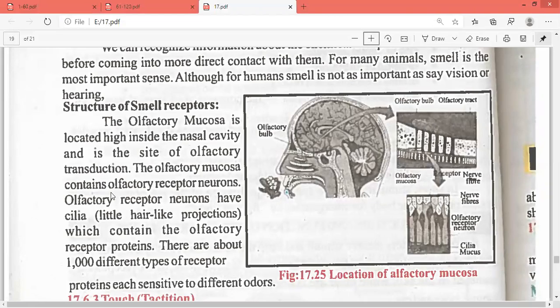The olfactory mucosa contains the olfactory receptor neurons. Olfactory receptor neurons have cilia, hair-like projections, which contain olfactory receptor proteins. There are about 1,000 different types of receptor proteins, and each is sensitive to a particular odor. That is a very easy topic.